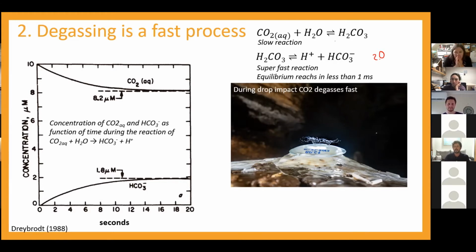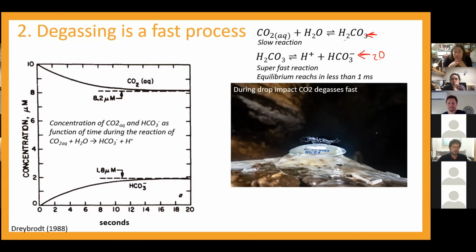Well, the degassing, as I showed previously, has two steps, two major reactions. The equilibration between CO2 and water to produce carbonic acid, and then the dissociation of carbonic acid to produce a hydrogen ion, a proton, and hydrogen carbonate. Well, this part of the reaction is quite slow, but it's not that slow. It takes just 12 seconds. However, this step is freaking fast. It takes less than 1 millisecond to complete.